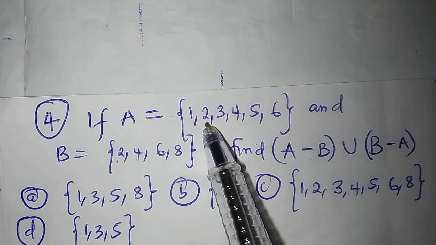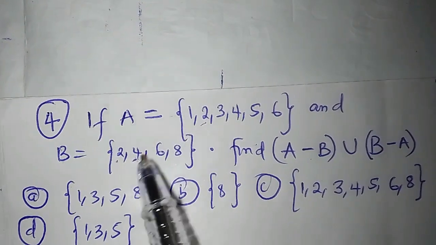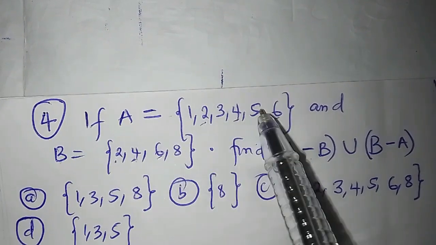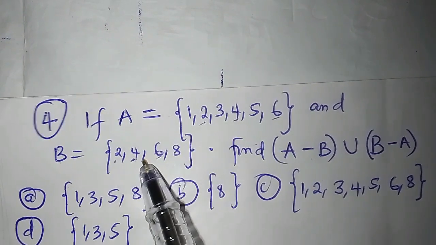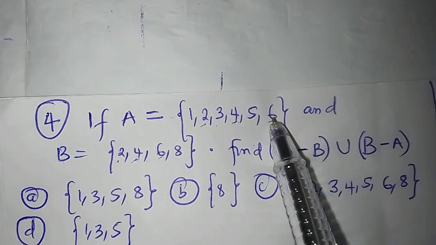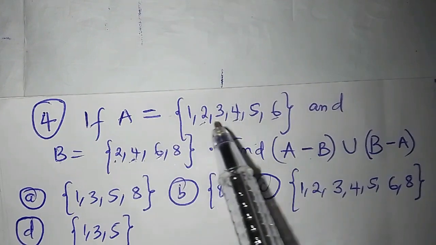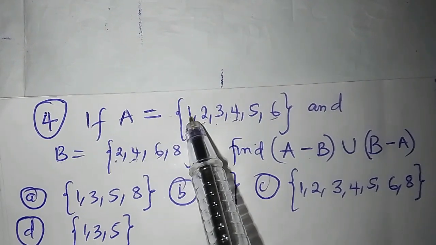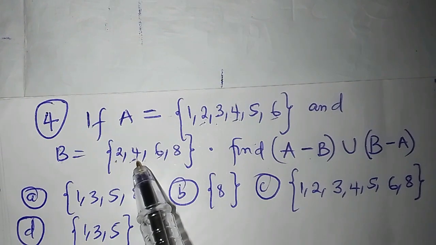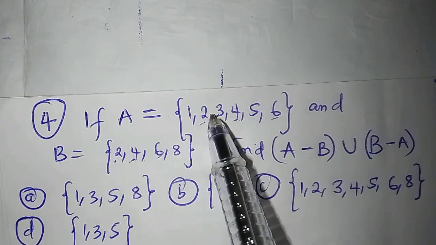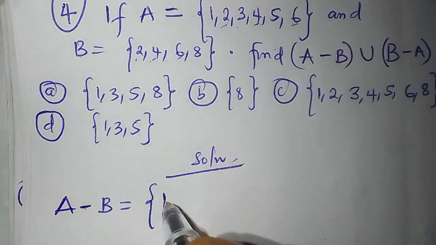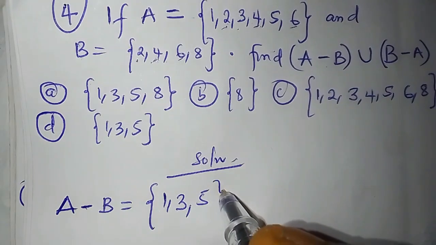2 is here, remove 2. 4, remove 4. 6, remove 6. 8 is not here, so we'll leave it. So what is in B that is in A now is 2, 4, 6. So what is left in A now, if we remove 2, 4, 6, is 1, 3, 5. That means if I remove all these numbers in B from A, I'm left with 1, 3, 5. That's what A minus B is. So A minus B is 1, 3, 5.